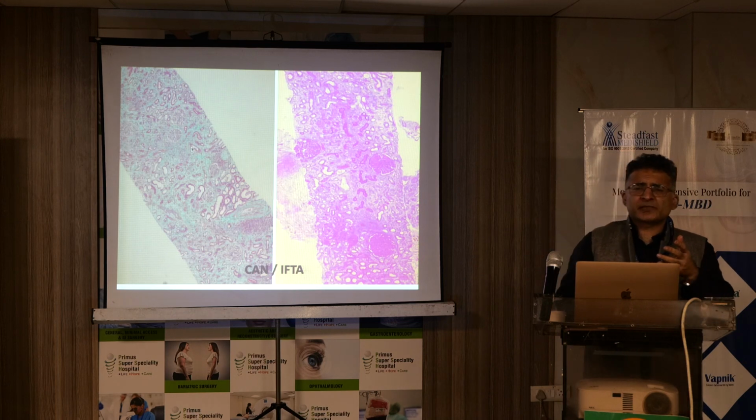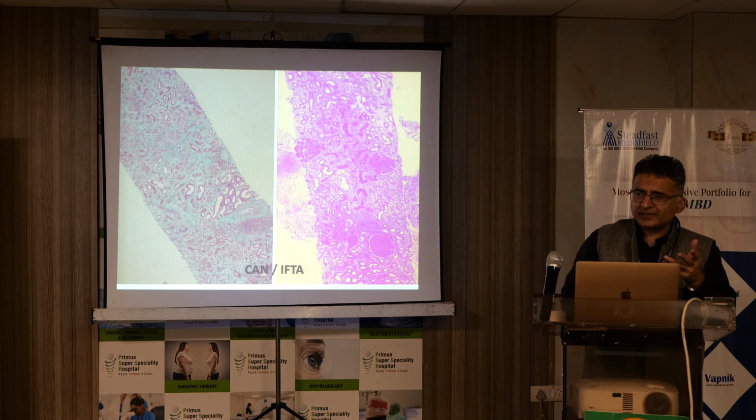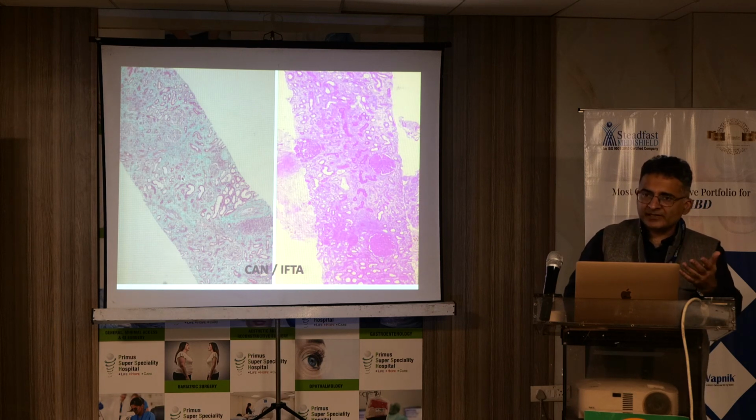Yes, this is Masson's trichrome stain. Sometimes different labs use different colors. So when you use a green counterstain, the fibrosis will be green in color. When you use a blue counterstain, it will be blue in color. And this is a PAS stain which highlights all these. What do you think these areas are? These dark looking areas are actually atrophic tubules. So what I want to highlight is this is IFTA. There is interstitial fibrosis and there is tubular atrophy.